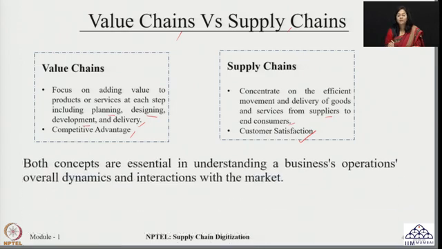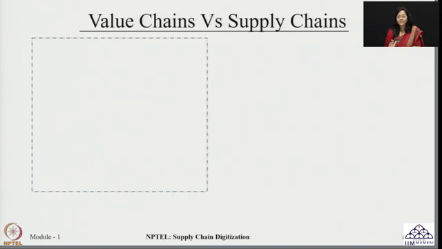Both these concepts are essential in understanding a business's operations, overall dynamics and interactions with the market, so that things can be planned accordingly. Understanding the value chain and the supply chain will help you manage your processes in a better way. So let us see an example related to the value chain and the supply chain.